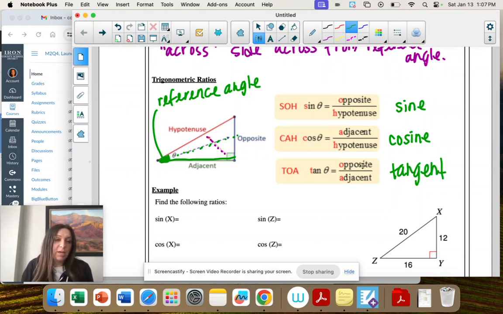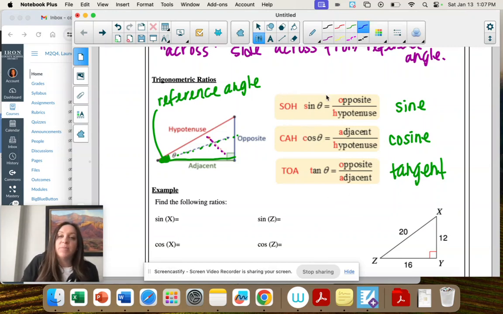We shorten them when we write them out. We write SIN for sine, COS for cosine, and TAN for tangent. But when we're reading these, you always say the full word. You always say sine, cosine, tangent, not sin, cos, tan. Don't say that. That's wrong. We never shorten it when we're reading it.